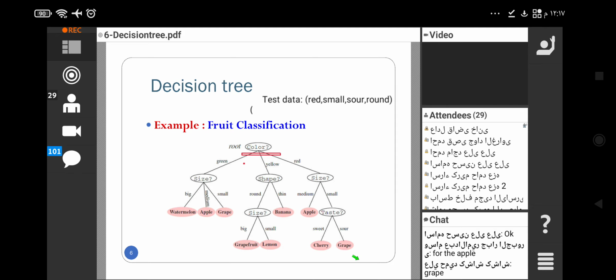Okay? Do you understand? So we have built the tree using the training data, and then this is the test data. We want to classify this test data. We give this test data to the tree, and the tree asks some questions about the features, the color, the size, okay? And then it does the classification.